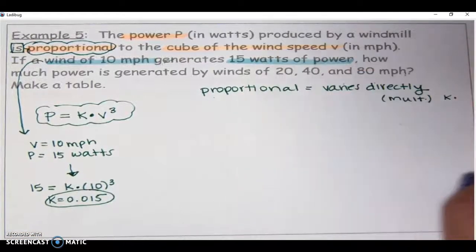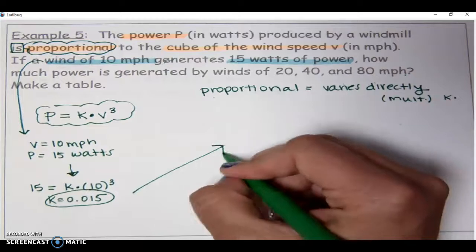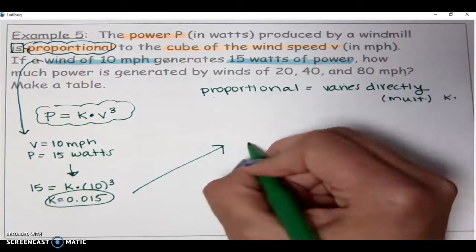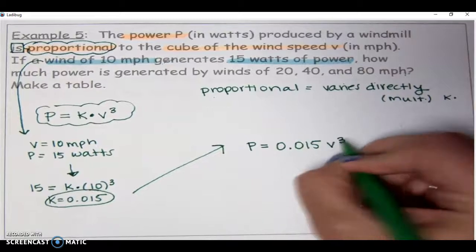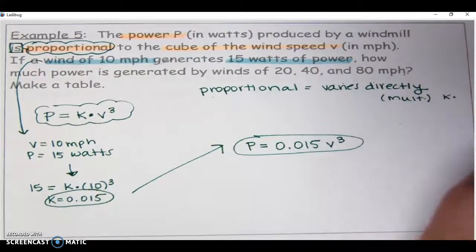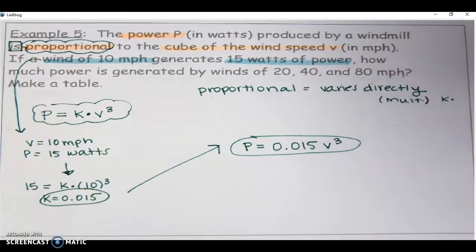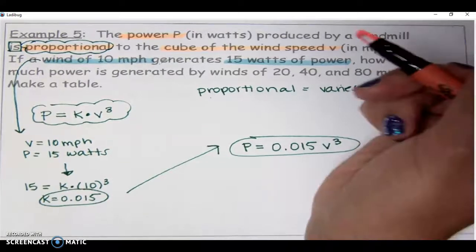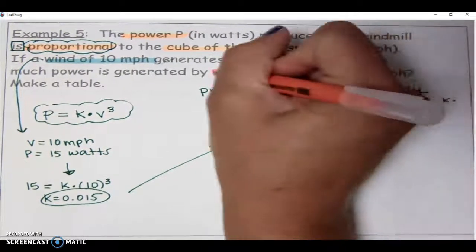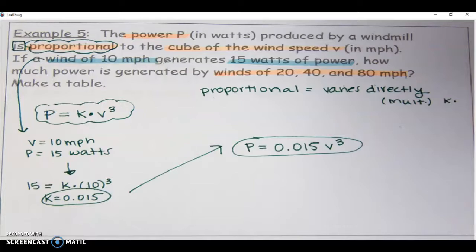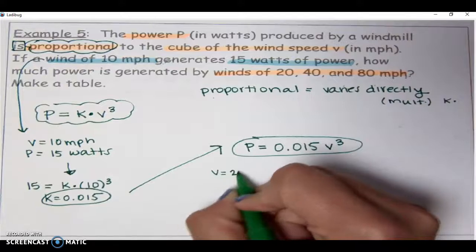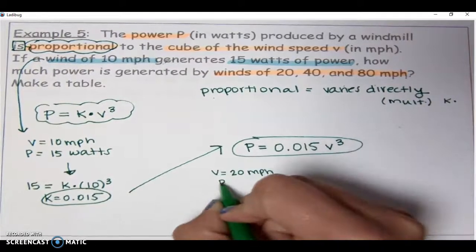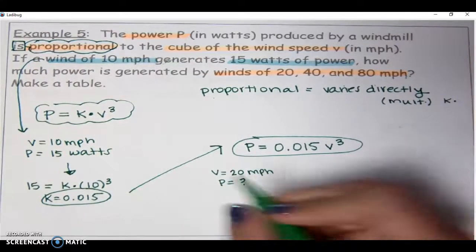Now, instead of my formula just being P equals k times V to the third, we know k is 0.015, so P equals 0.015 V to the third. This will be the formula we're going to use now. Then we'll keep reading. How much power is generated by winds of 20, 40, and 80 miles per hour? So we actually have to plug in 3 times. We'll just take 20 first. When V is 20, what is P?